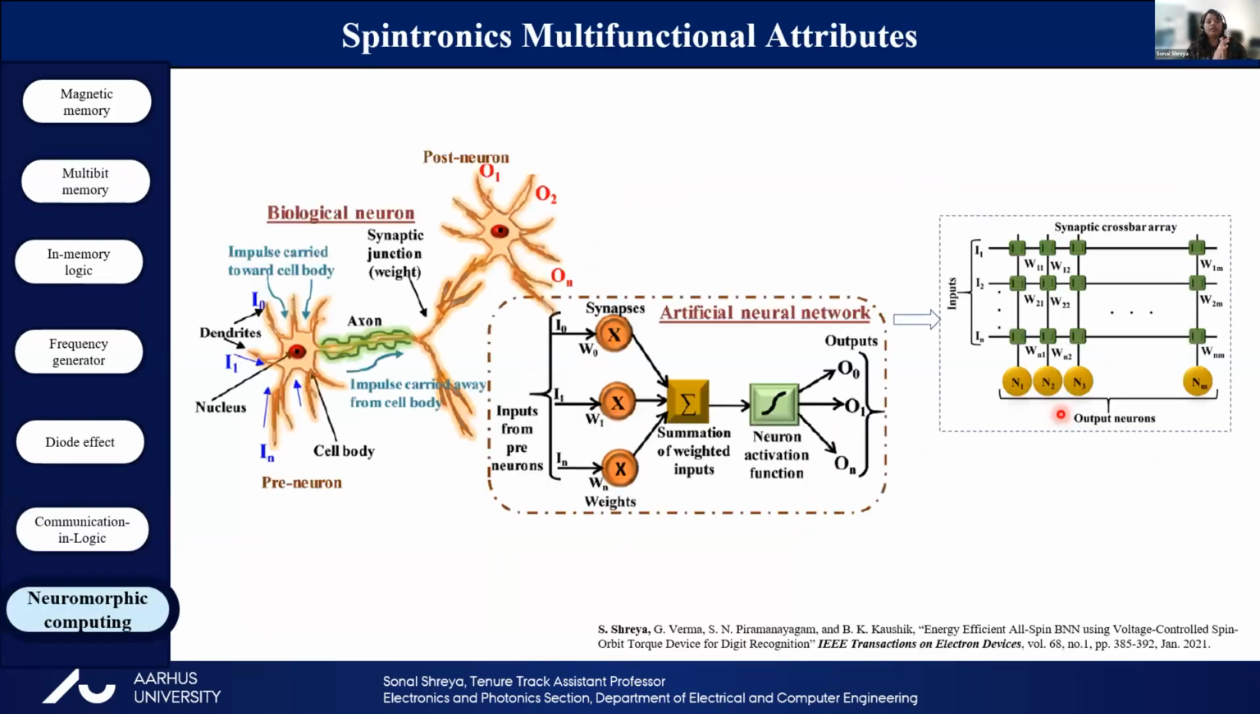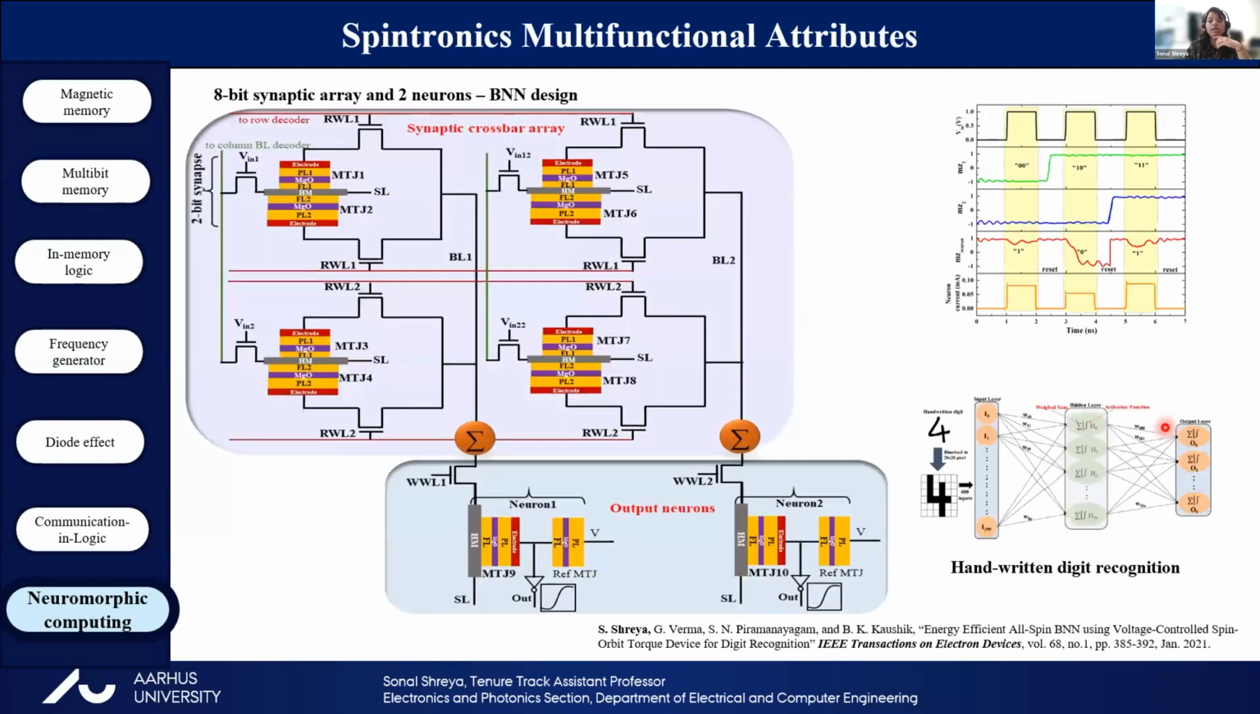And then considering all these kinds of multi-attribute functionality, we can go for a neuromorphic computing system, where we want to develop the brain-like system. So we want to emulate the functionality of synapses and neurons, that is commonly known as artificial neural network. On circuit level implementation, we want a synaptic crossbar array, which is connected to the output neurons. This is one example of an 8-bit synaptic crossbar array with two neurons. And then we can finally do some applications, for example, handwritten digit recognition.